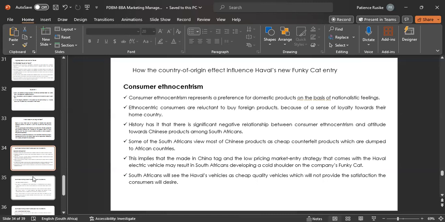But in the context of our VAL, the country of origin is China, and the general perception here in South Africa and other African states is that Chinese, they produce cheap quality products. So it can influence now the entry of this brand called Funky Cat, right?